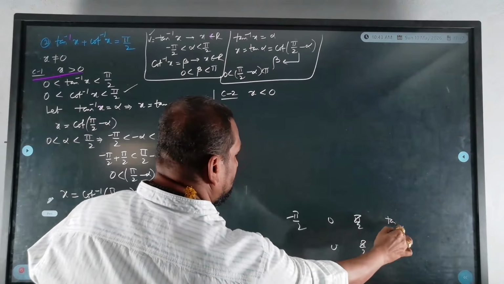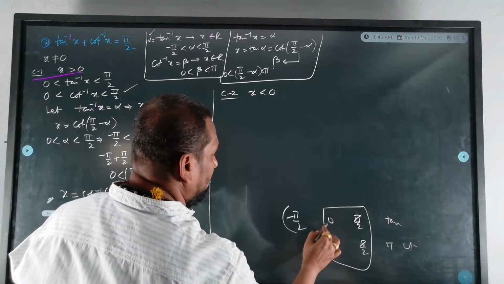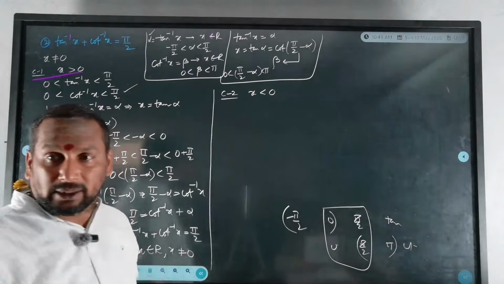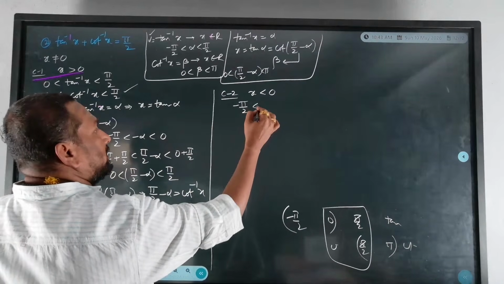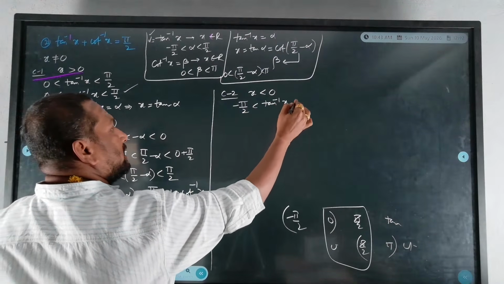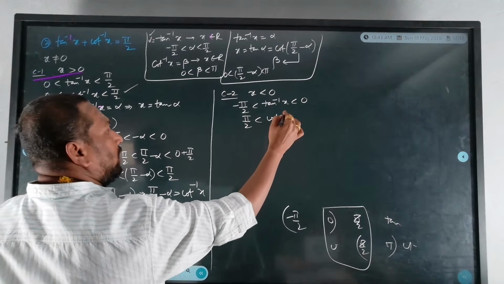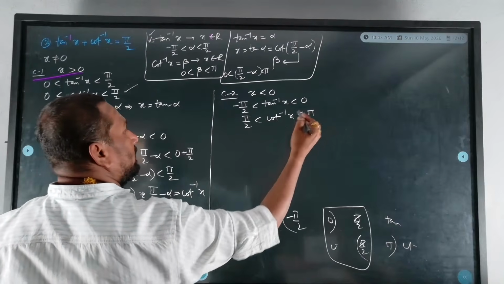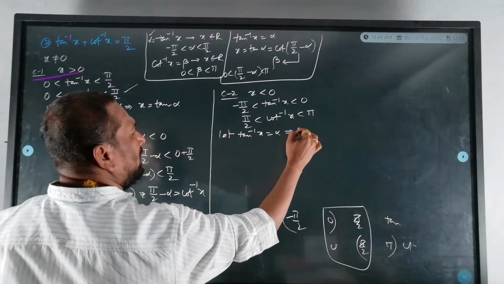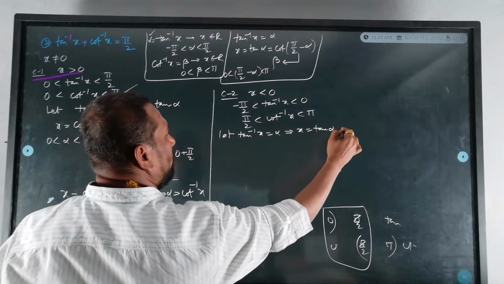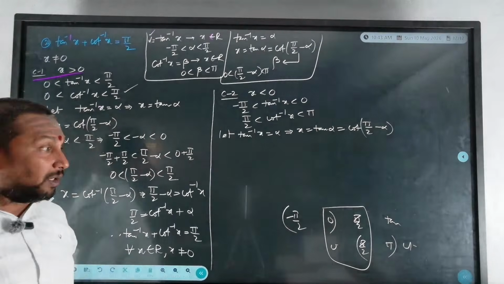This is tan, this is cot. So in this both are positive. From here to here this is negative, from here to here this is negative. So minus pi by 2 less than tan inverse x less than 0, pi by 2 less than cot inverse x less than pi. Let tan inverse x is equal to alpha, then x is equal to tan alpha, that is equal to cot of 90 minus alpha. So what we have to verify?